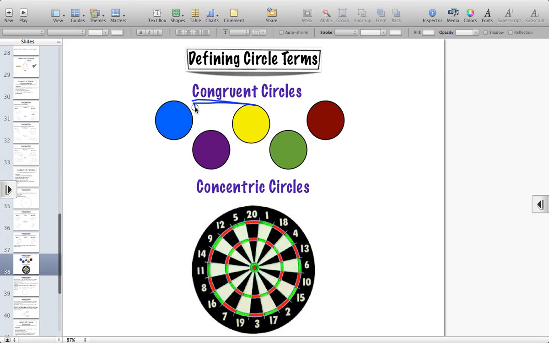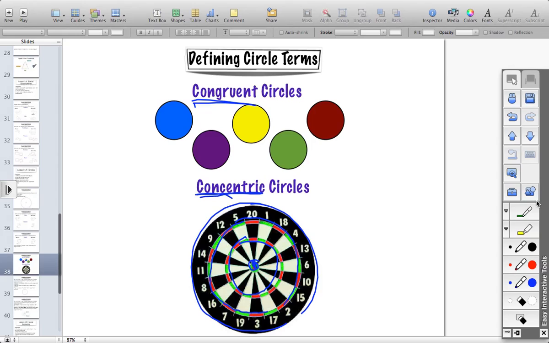And then concentric circles. So looking at this dartboard, we have a circle going around the outside of all the numbers, and then we have the circles on the inside that are the alternating red and green circles. What do you see? What do you notice about the circles? And what do they all have in common? All right, so just write your definition, and when you're ready, go ahead and move on.